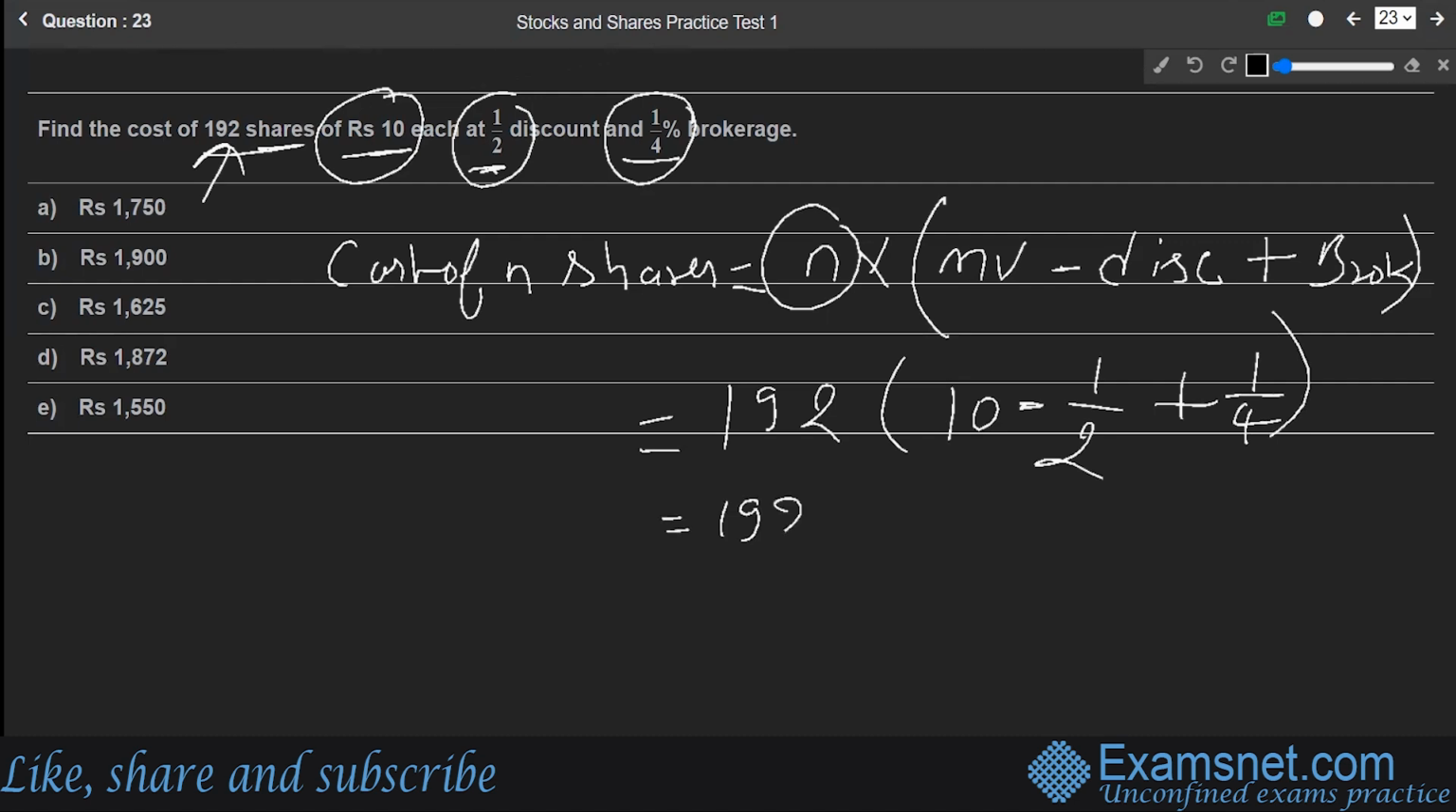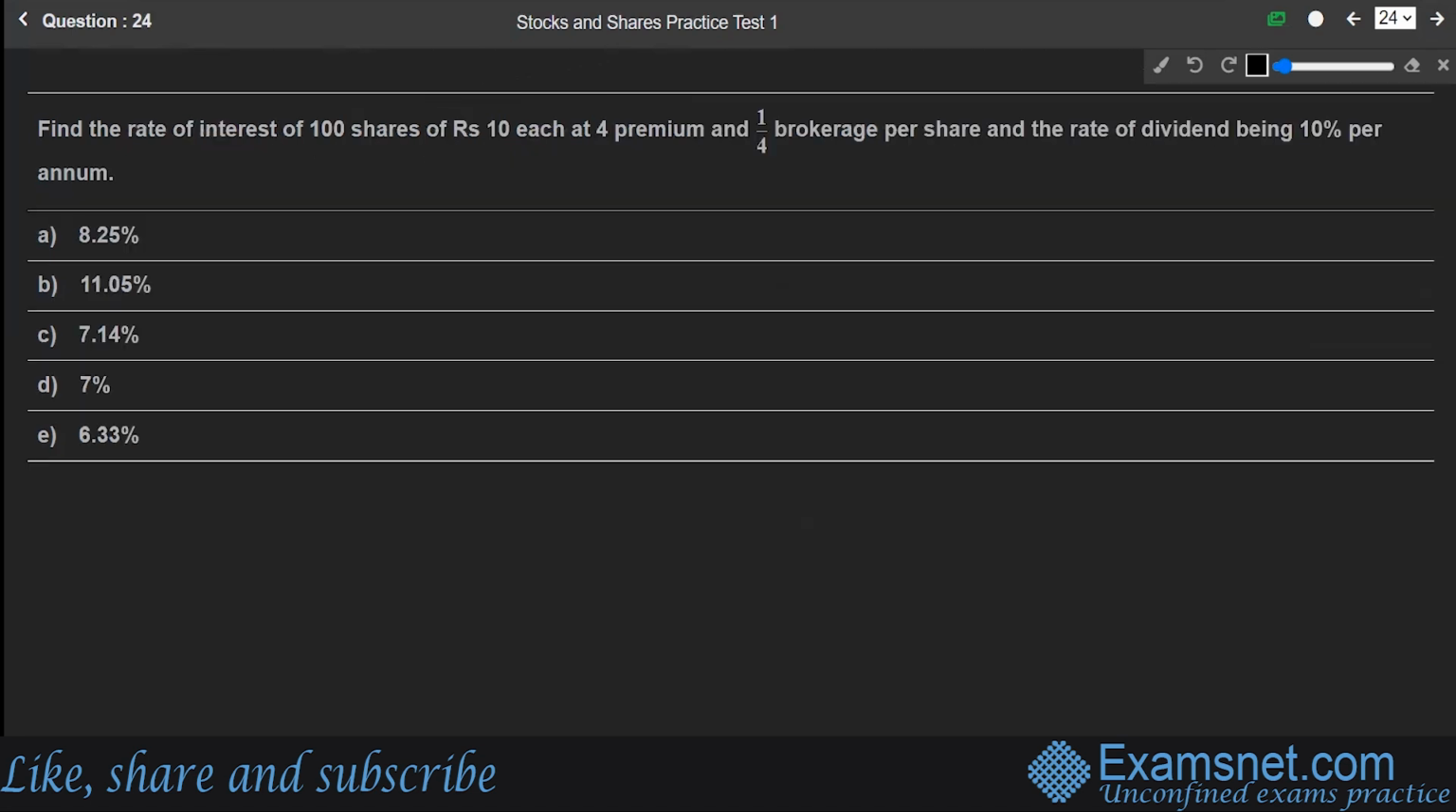So it is written as 192 times 10 minus 1 by 2 plus 1 by 4. Minus 1 by 2 plus 1 by 4 is again minus 1 by 4. So 10 minus 1 by 4 is nothing but 9.75. If we multiply these two numbers together, we get the value 1872 rupees. So this much will be the cost of 192 shares, 1872. Let us see where it is available. Available clearly in option number D. So that becomes the right answer.